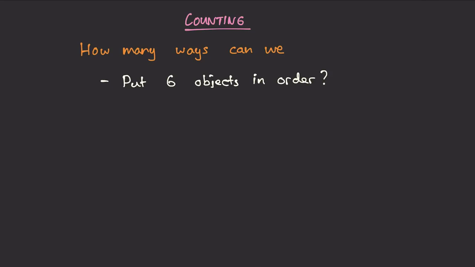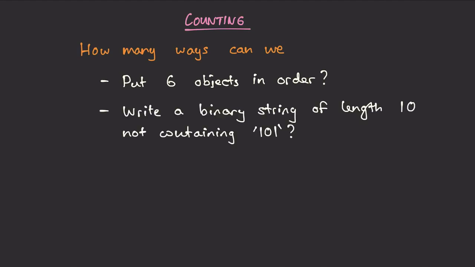Problem 2. How many ways can you write a binary string of length 10, so that's 10 digits in a row, each one is a 1 or a 0, such that you're not allowed to write a 1, then a 0, then a 1. So any binary string is allowed as long as it doesn't contain 1, 0, 1 inside it. How many ways can you do that?